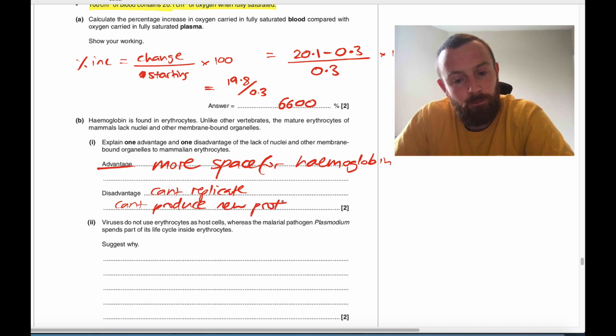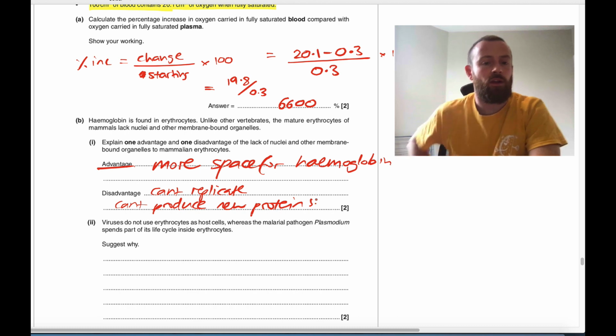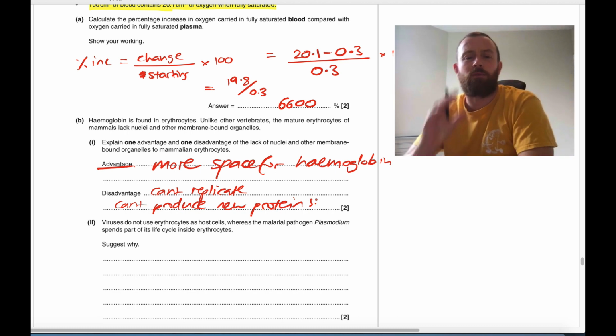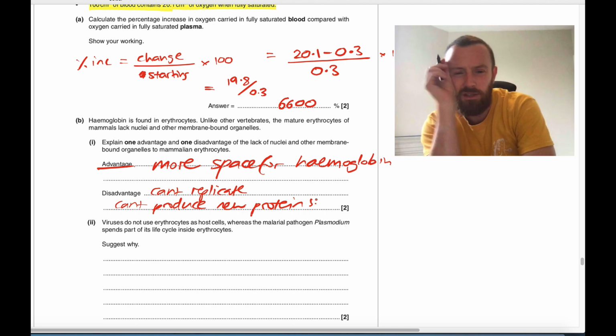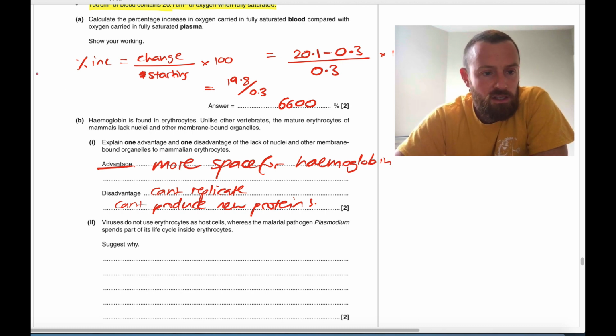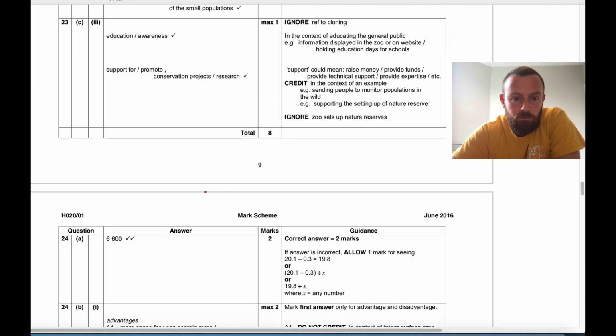that sort of thing. I actually wasn't aware that it was so rare, and it was, okay, it's mammals, isn't it? So I think birds do have nuclei in their red blood cells, but mammals don't. I didn't realise that it was only mammals that didn't. Let's look at the mark scheme, just double check.